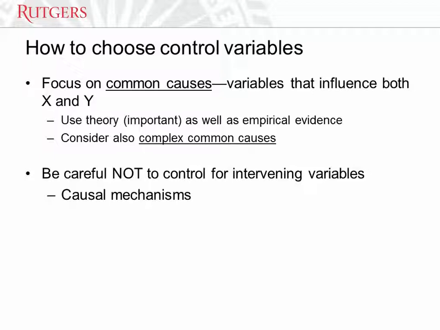And then here's another point. It's important not to control for intervening variables. This is related to the problem of throwing too many variables into the analysis. There could be variables that are causal mechanisms, and so let me look at both these points. I'll show you them graphically.